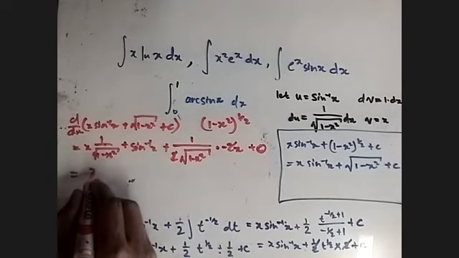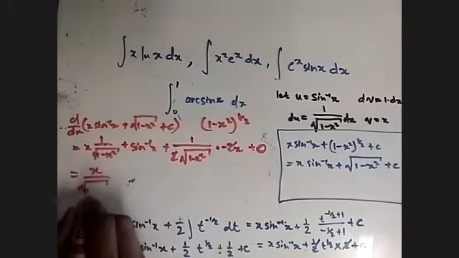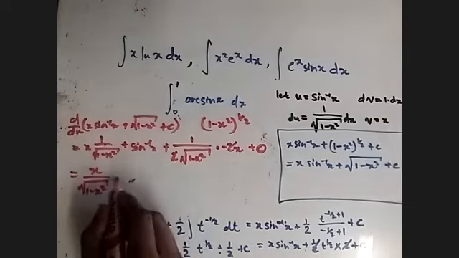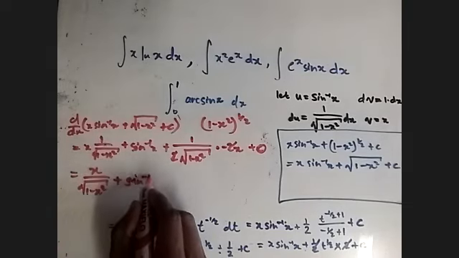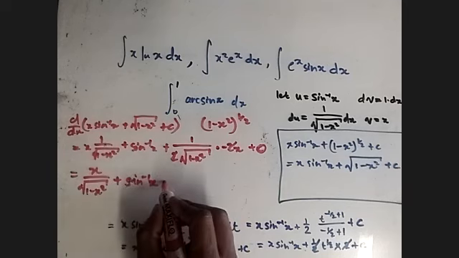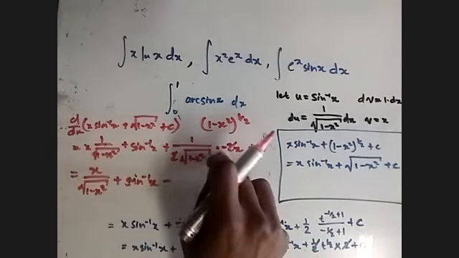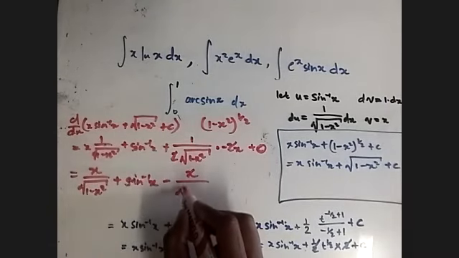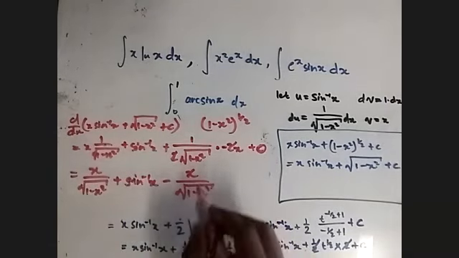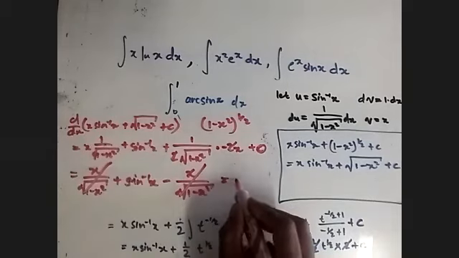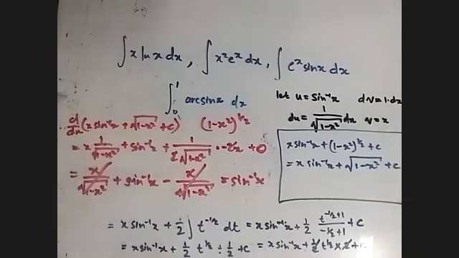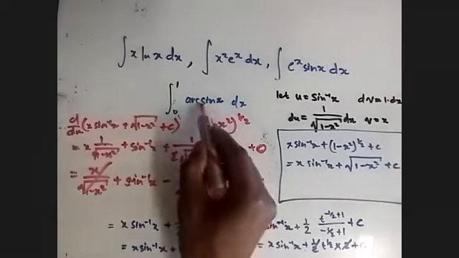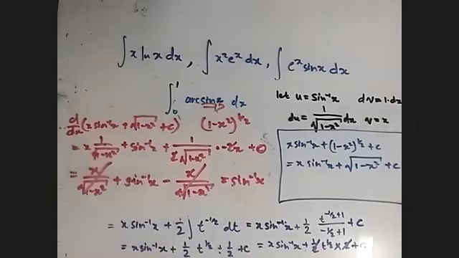Then this becomes x over the square root of 1 minus x squared plus arc sine x. And we're going to have minus, because of this negative multiplying here, x all over square root of 1 minus x squared. As you can see, this and this will give us 0. Then my final answer becomes arc sine x, which matches this. So are you happy with how I think?